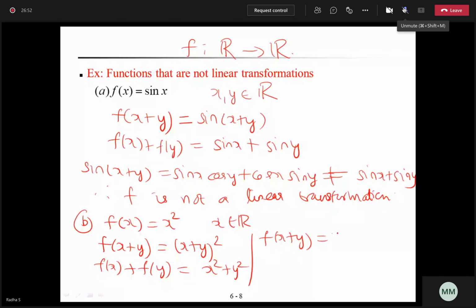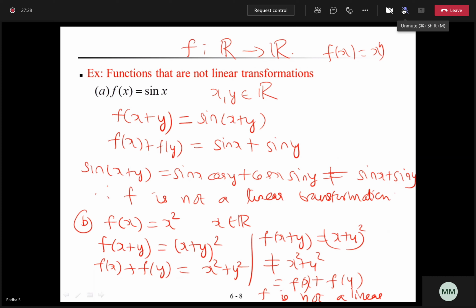So in general, I'll ask you one question. If you have f of x equal to x power n, for what value of n will this be a linear transformation? 1. Yes, somebody said correctly. Only for n equal to 1, f of x equal to x power n, that is f of x equal to x alone, is a linear transformation.